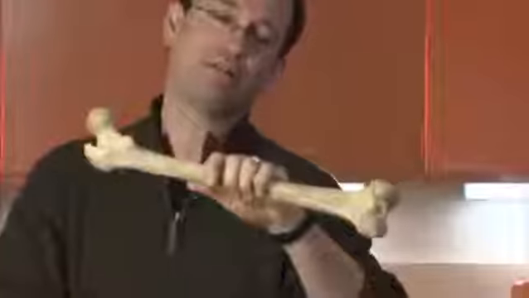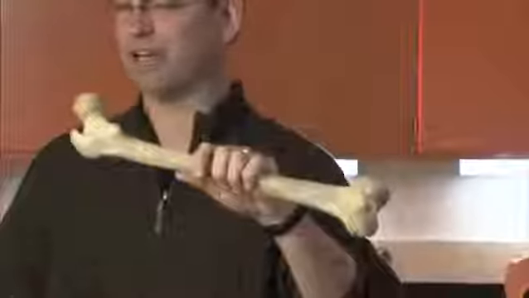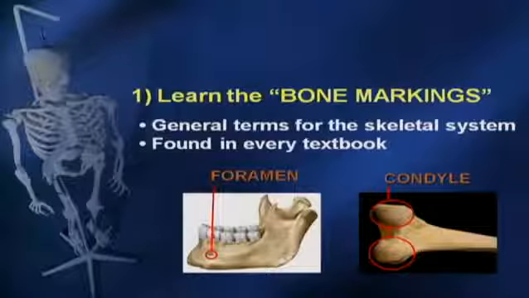So, foramen, condyle, two very, very common terms. They come up in many parts of the skeletal system, not just with the bones I just showed you here, but many others. If you know those first, it'll help you understand all the different parts of the skeletal system. So it's very important to do this as one of the first methods of attack in your study plan.